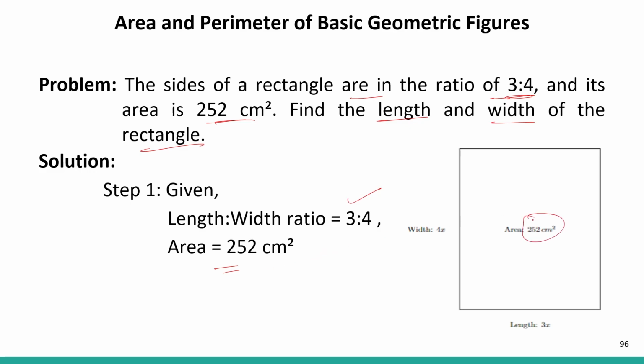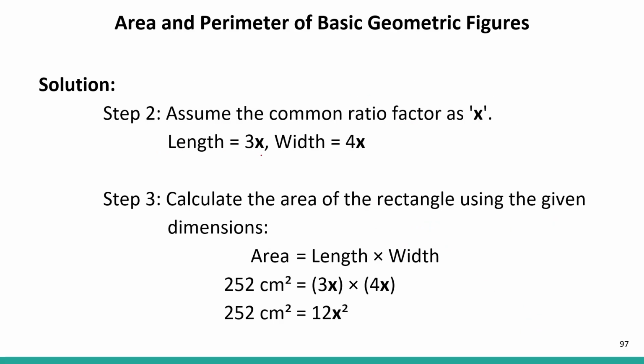So area will be 252 centimeter square, where width is 4x and length is 3x, right? So length is equal to 3x, width is equal to 4x. So 252 centimeter square is equal to nothing but 12x square. So x square will be 252 by 12, right? So it will be 6 and 126. So it will be 63 by 3. That will be equal to 21. So 21 will be the answer for x square.